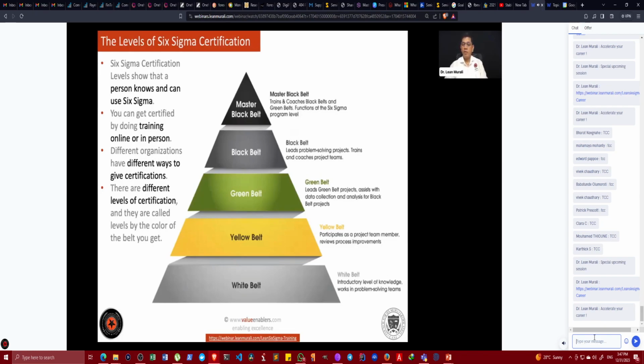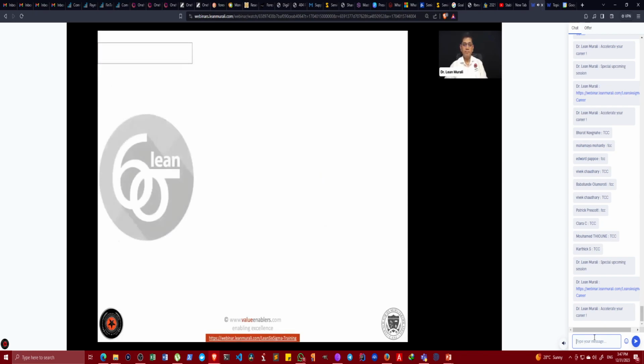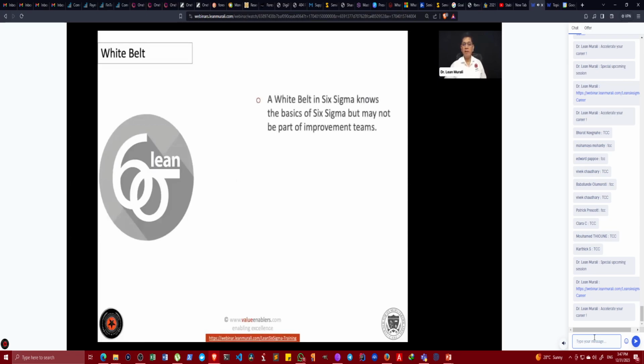So you can go up to the master black belt level. Now let me go a little bit deeper on each of these belts. White belt, and what do they signify? As I told you, white belt is the basic sigma, but they are not a part of improvement teams. They don't participate in it. So this training is good just to give their non-specialist staff an overview of the methodology.